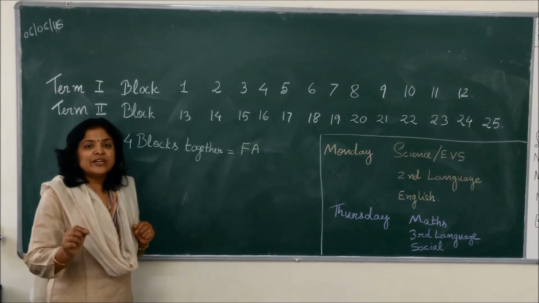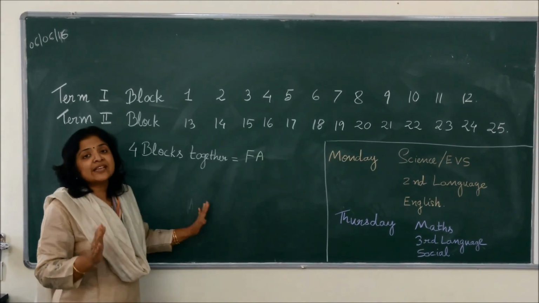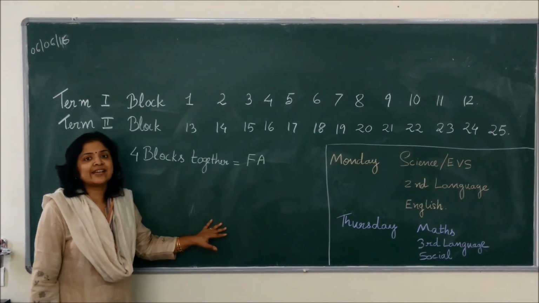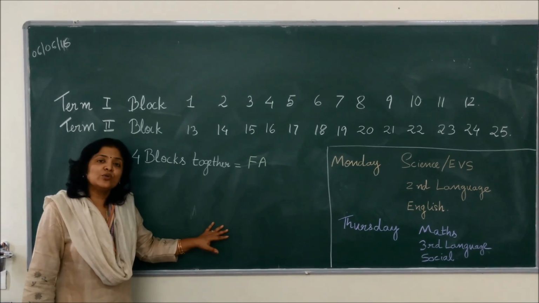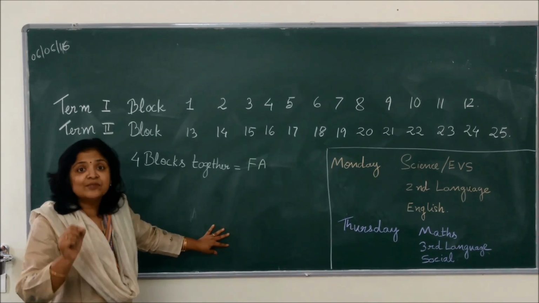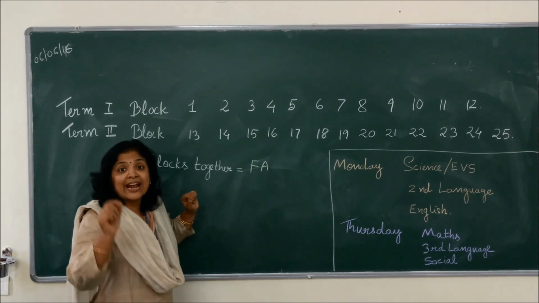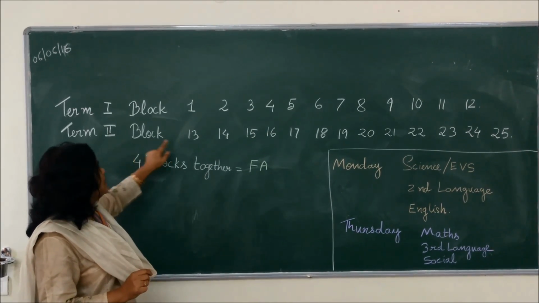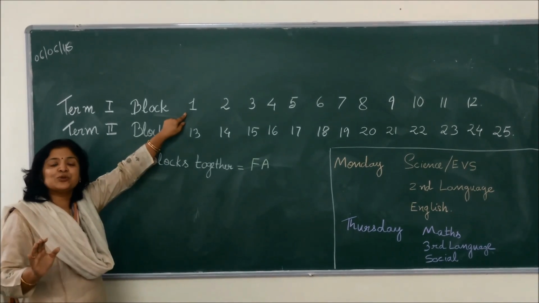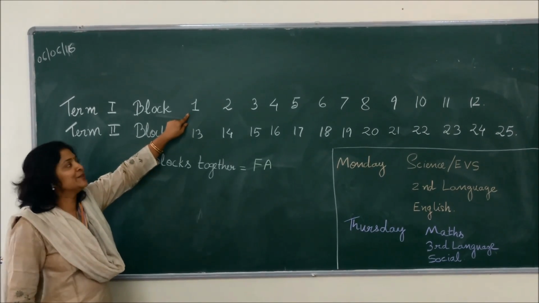Good morning. Today I am here to explain to you how the block assessments and the worksheet patterns will be there for first, second and third standard children. As we all know, the books have 25 blocks, and in term 1 the children are learning blocks 1 to 12, and in term 2 children are learning blocks 13 to 25. Each block is actually each chapter, which takes the child one week to learn.